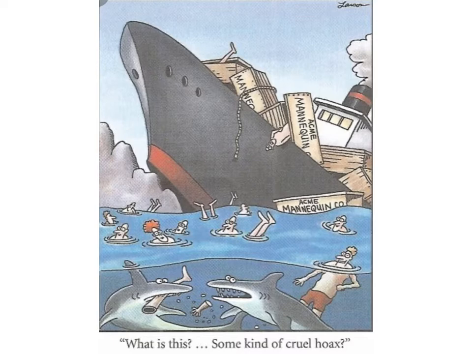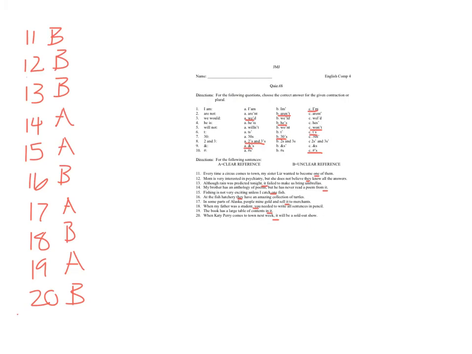So today, go over the answers to the quiz. You have the correct answers for 1 through 10 underlined there, and it was choosing the correct contraction or plural. The key thing to remember is that with contractions, the apostrophe takes the place of the missing letter or letters. And if you're making a number, letter, or symbol plural, you just add an apostrophe and an S after it.